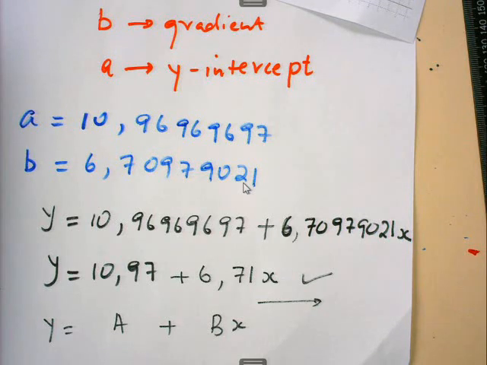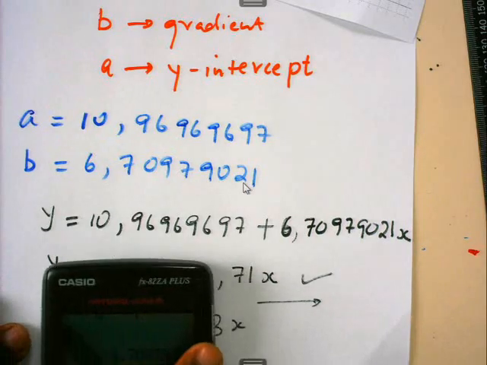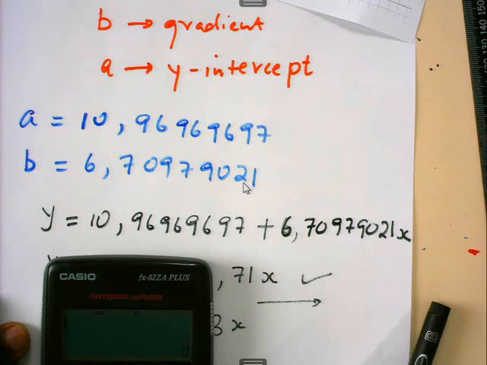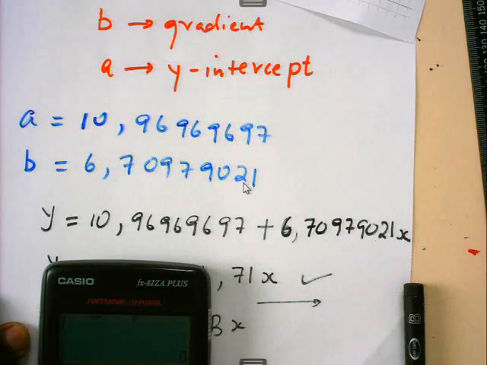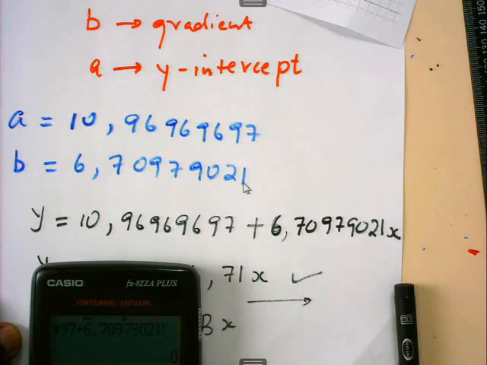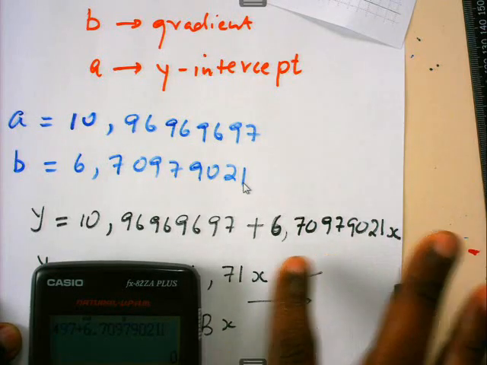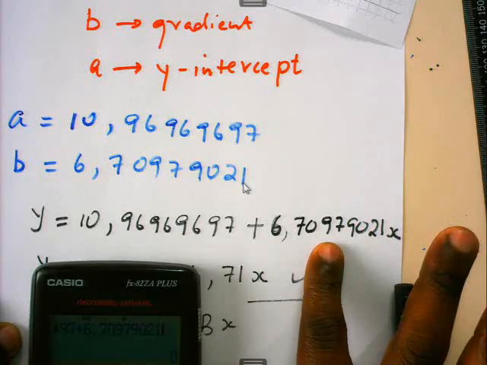Now we continue to see if we can draw our line. For us to draw the line, I put these values here on our calculator: 10.96969697 plus 6.70979021. Do you agree with that? I'm sure we are very accurate on our calculator. Now, after putting in that value, what do we do?